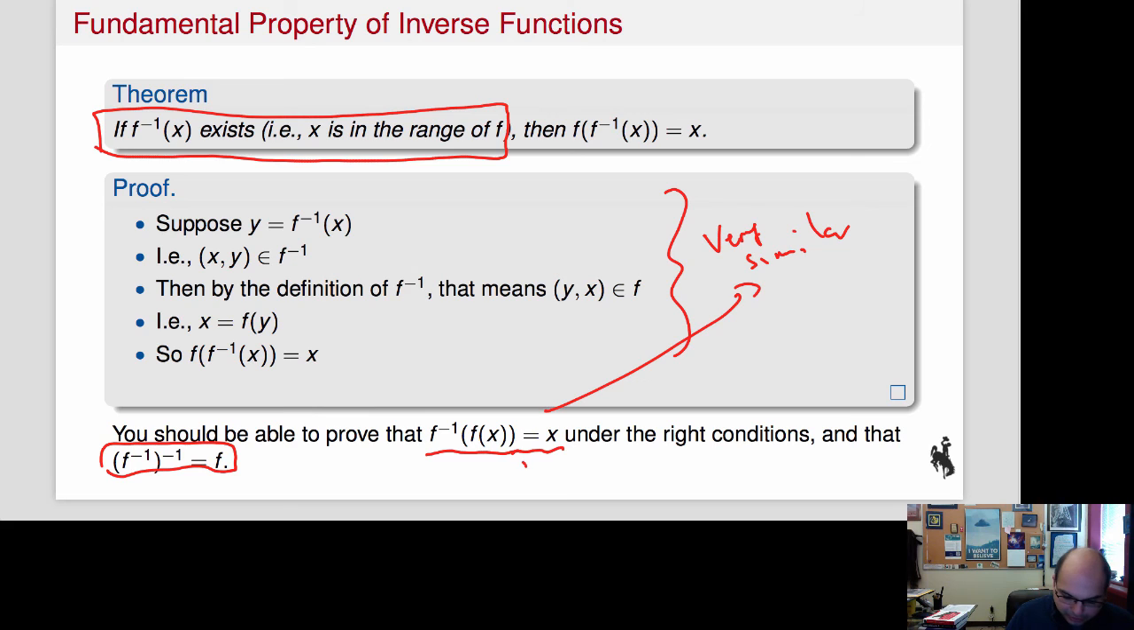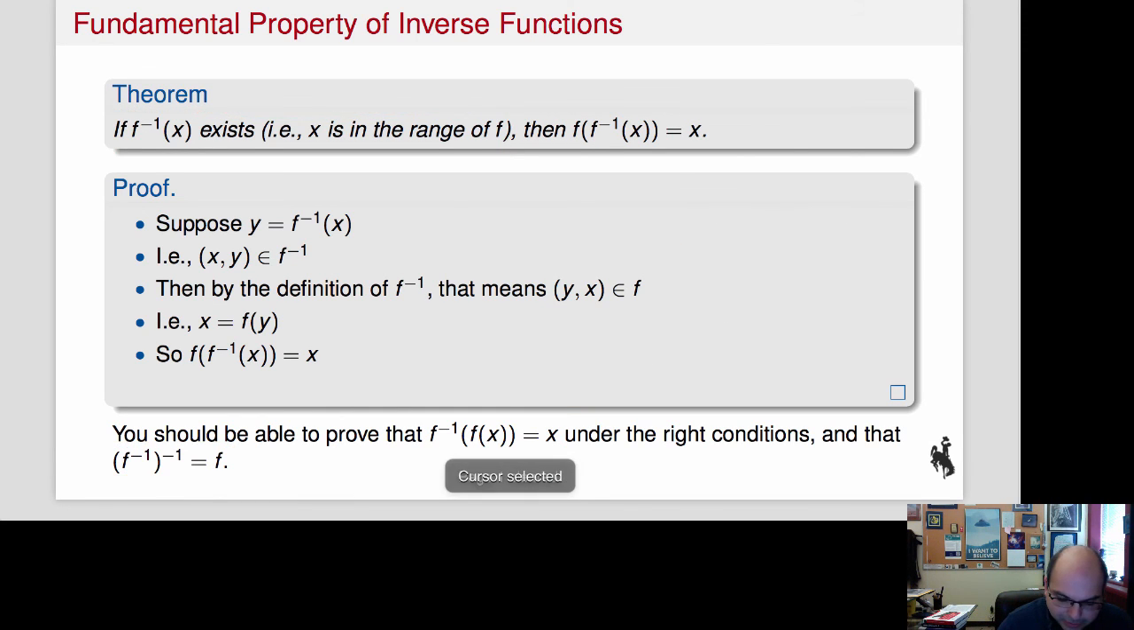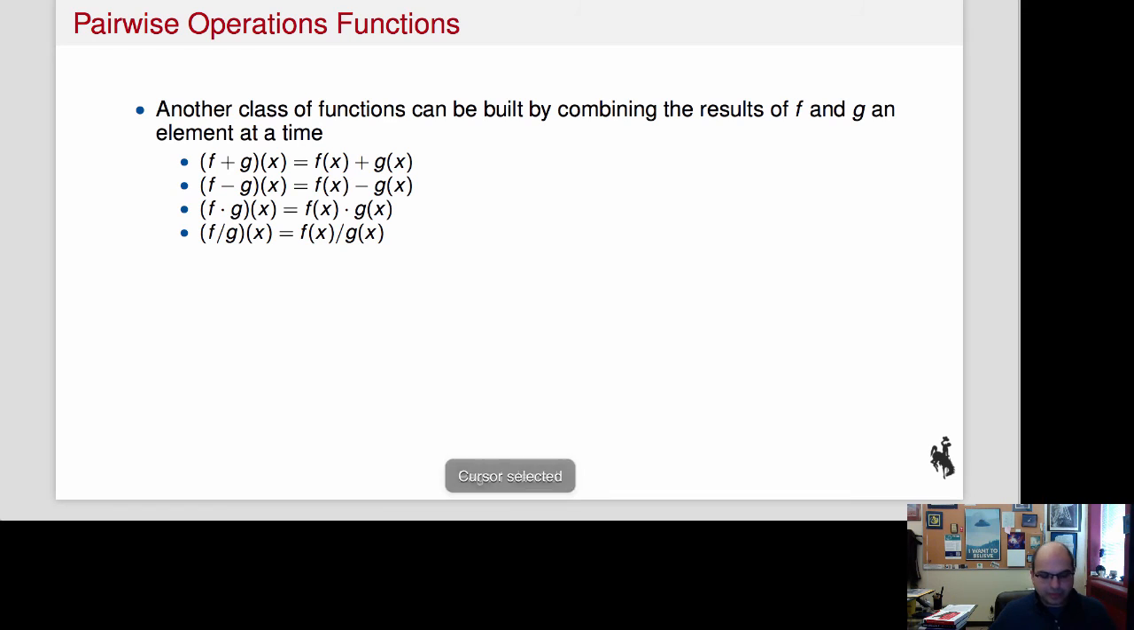Here's another property that you should be able to prove. So this is kind of number one, and this is the number two property that I want you to prove. The inverse of a function's inverse is actually the original function, right? I think you'll find that that's really, really easy to prove. Okay. All right.